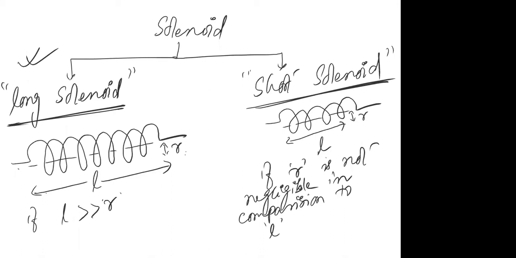Okay. Now we will be discussing the long solenoid. Let us understand the magnetic field pattern of the long solenoid, and then we will discuss how we are going to derive the magnetic field of a long solenoid. So first of all, try to understand the magnetic field pattern.